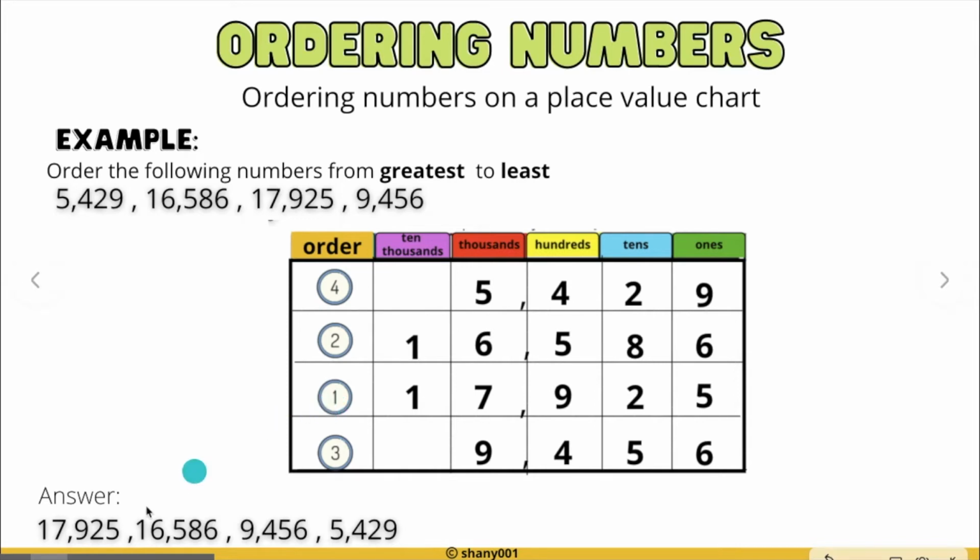So the first one is right here. My second one is right there. My third one is right here. And my fourth one is right here.